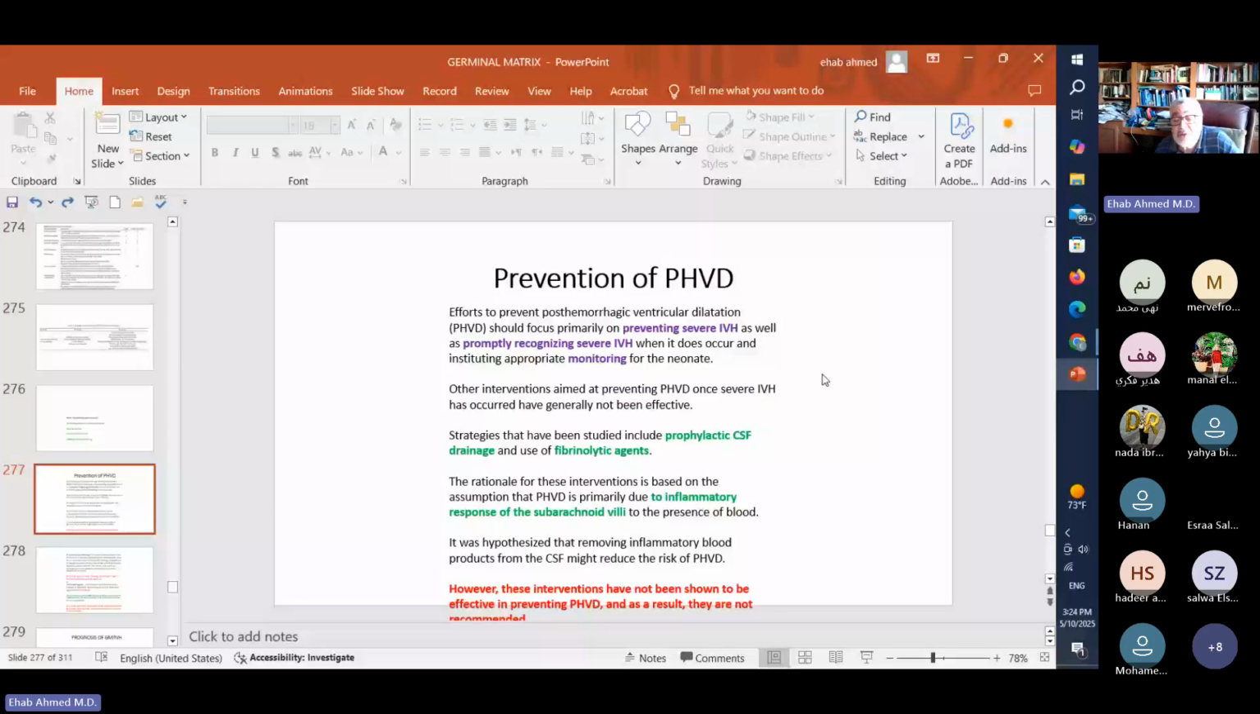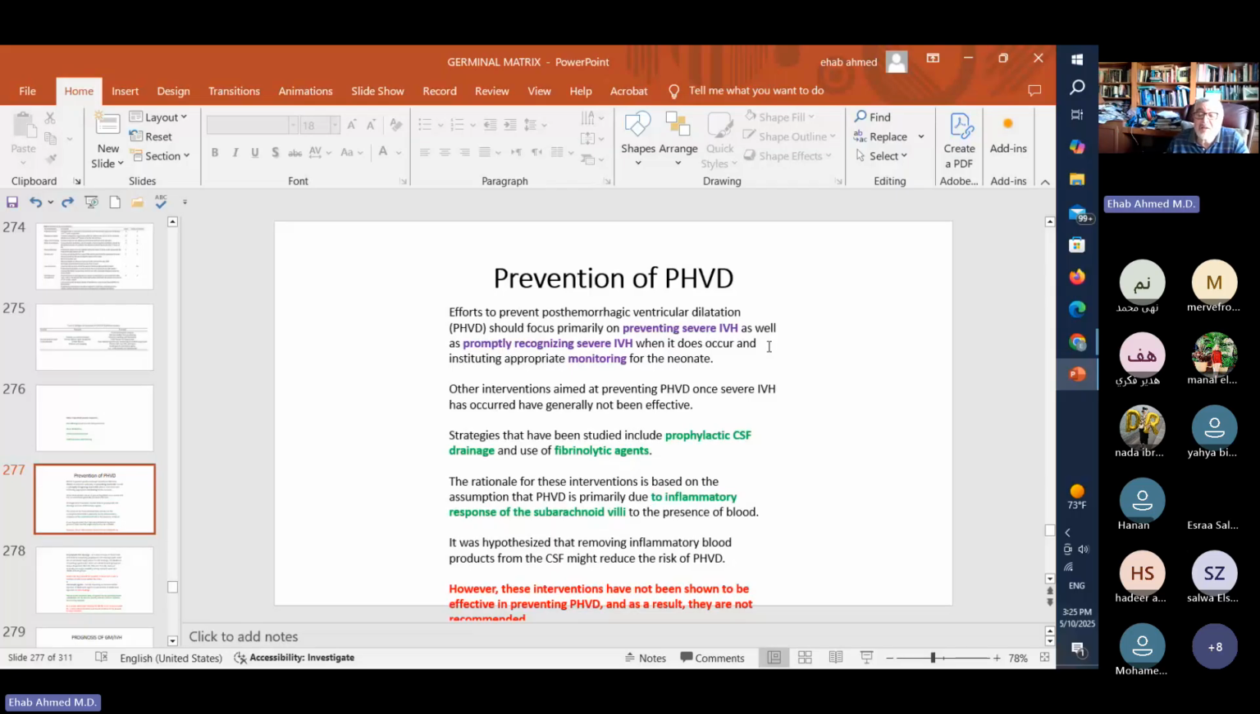So, prevention of post-hemorrhagic ventricular dilatation. It's a sequela of severe GM-IVH. So, prevention of severe IVH and management of GM-IVH so it doesn't progress, because GM-IVH could start like grade 1 or grade 2 and then it progresses.